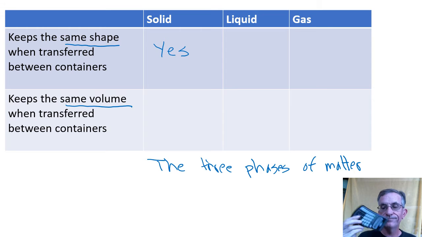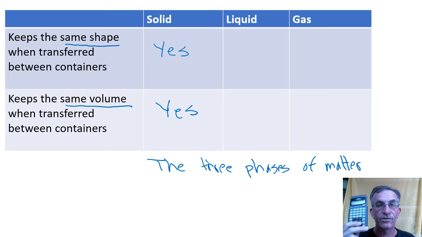Now what about the size of this calculator? If I take it in my hand and I decide to throw it in this beaker, did it get bigger or smaller? No, it keeps the same volume. So that's what makes something a solid. When you move it around, it doesn't change shape, it doesn't change size. It stays the same size and the same shape the whole time.